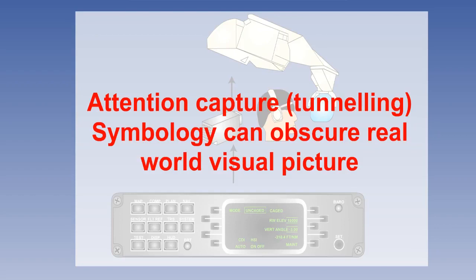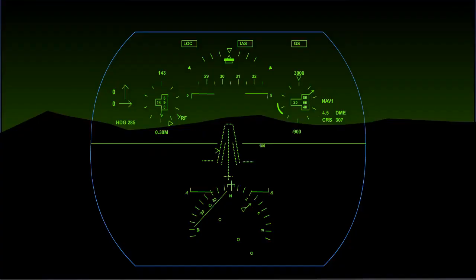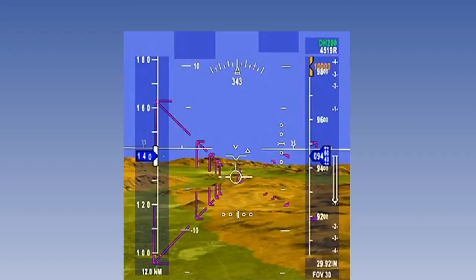We mentioned two potential operating problems, and finally, we looked at two promising emergent technologies, EVS and SVS. This concludes the lesson on the HUD.